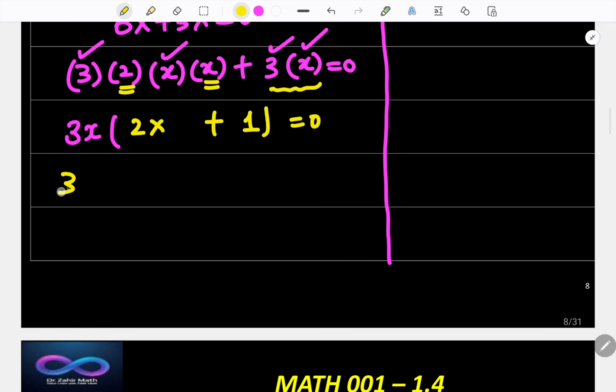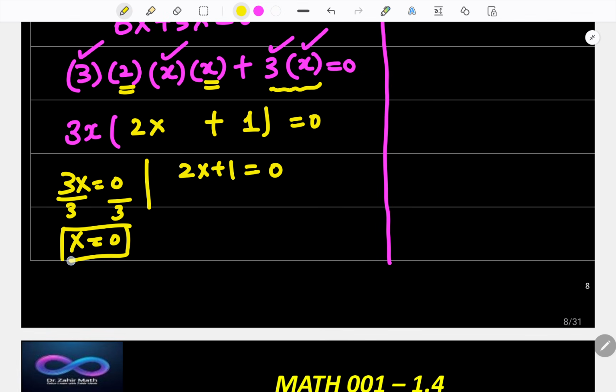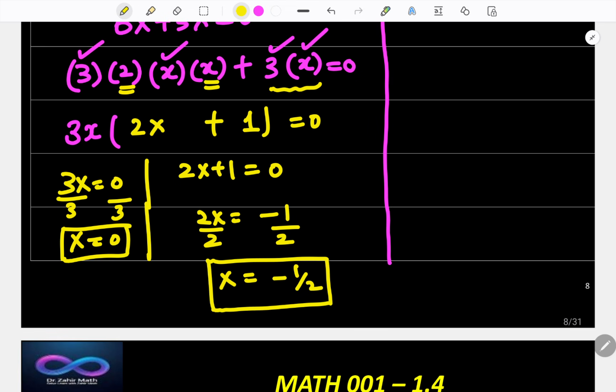Right. So 3x is equal to 0. Two products are equal to 0. And 2x plus 1 equal to 0. So divide by 3. So x is equal to what? 0 by 3 is 0. Right. So 2x equals negative 1. Divide by 2. So x equals what? Negative half. This is the solution.